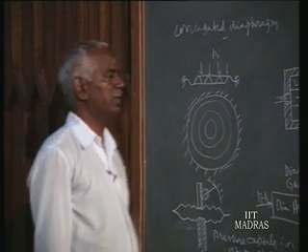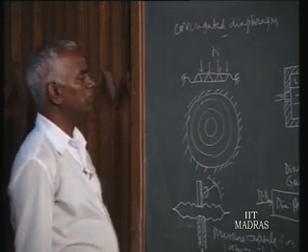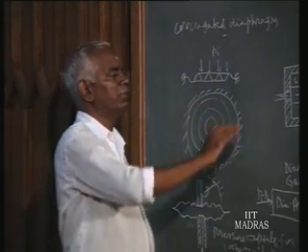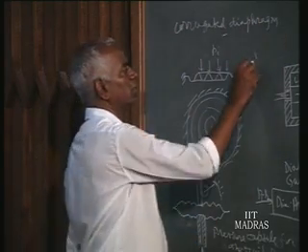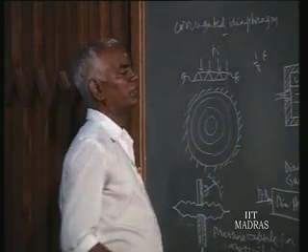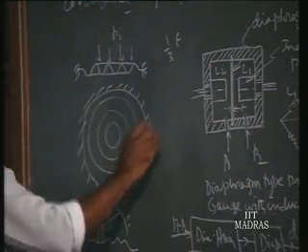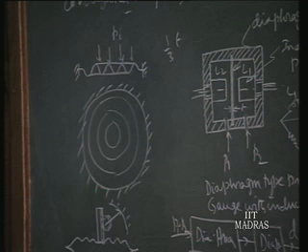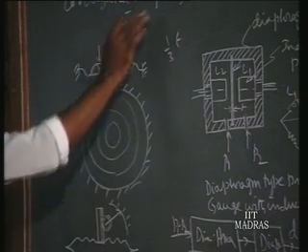The next type is corrugated diaphragms. The disadvantage of the flat diaphragm is that the maximum deformation of a flat diaphragm can be 1/3 the thickness of the diaphragm, where T is the thickness. Only 1/3 the thickness it can deform. More than that, the deformation is non-linear to the pressure applied. So to overcome this drawback, people go for the corrugated diaphragm.